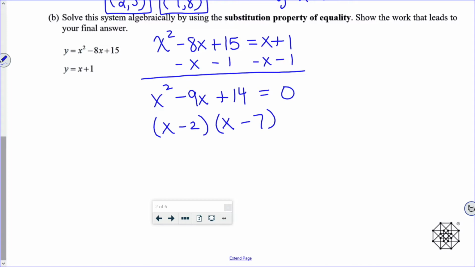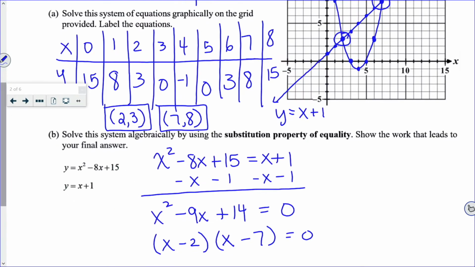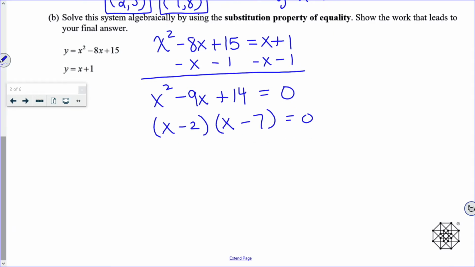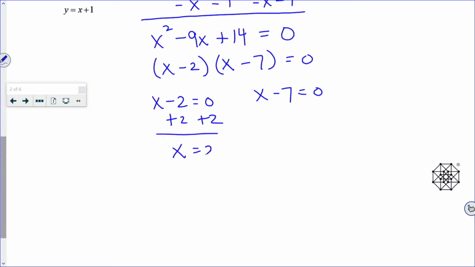That almost looks like an x equals 0. That means I can take, nope, we need to go back down. I can take x minus 2 and set it equal to 0, x minus 7 and set it equal to 0. Add 2, and I'll get x equals 2, add 7, and I'll get x equals 7.